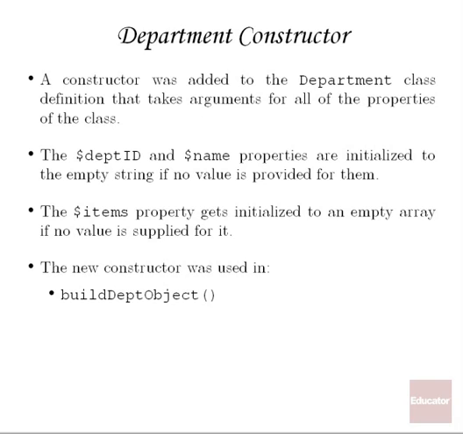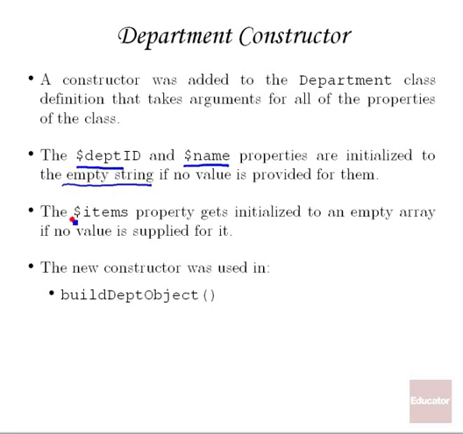What we do in the constructor is for the department ID and name property, if those are not passed a value when the constructor is called, they get set to the empty string, which is similar to what we did in the item class for any properties that weren't passed values. For example, if we pass in the value of null, that's considered empty. We're going to set a value for the properties equal to the empty string, just so they have at least an initialized value.